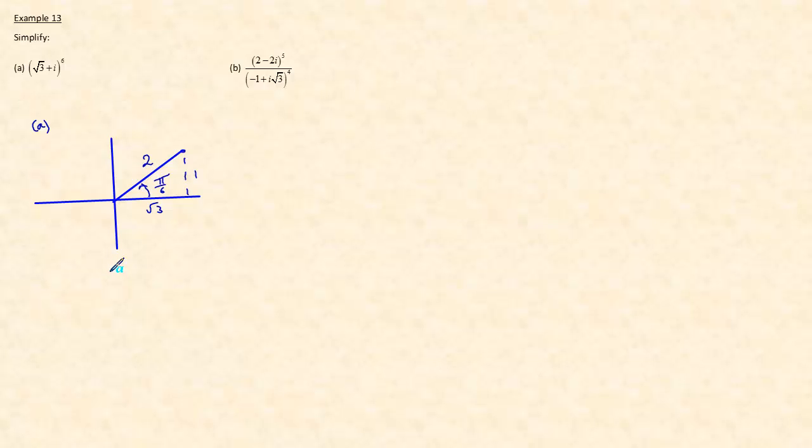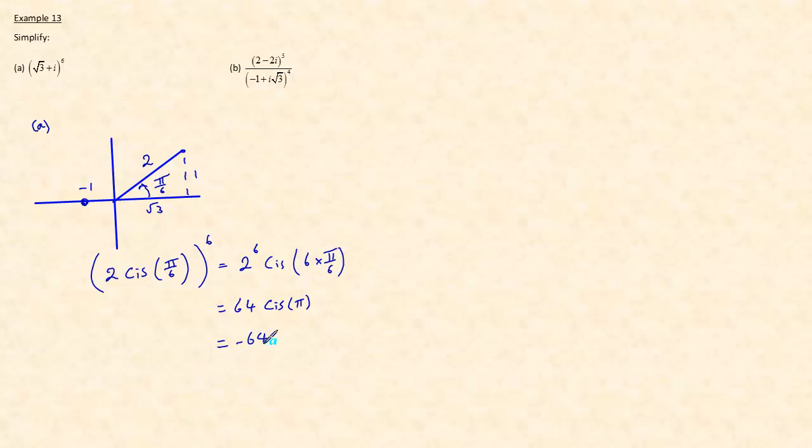So what we have is (2 cis pi by 6) to the power 6. So that's going to be 2 to the power 6 cis 6 multiplied by pi by 6. 2 to the power 6 is 64, and then we have cis pi. Well, cis pi is here. It's just negative 1, so this is negative 64.